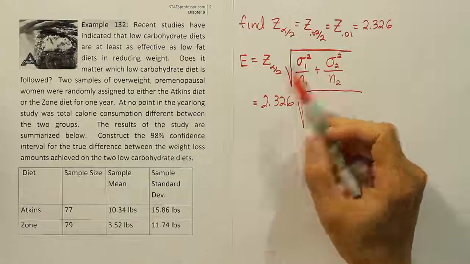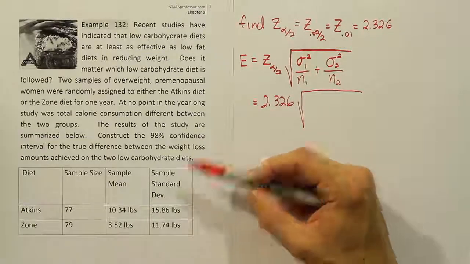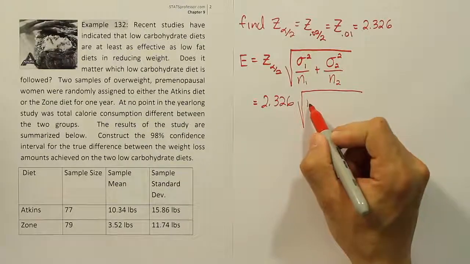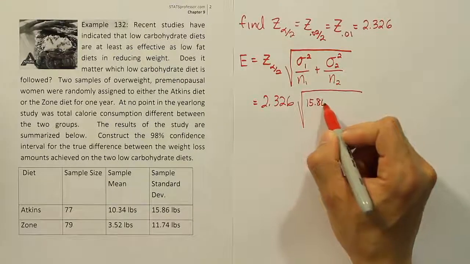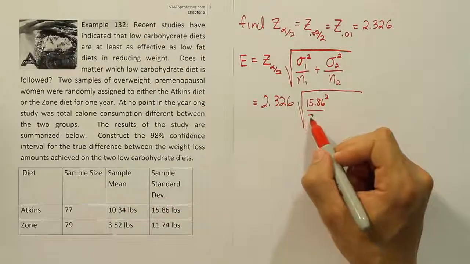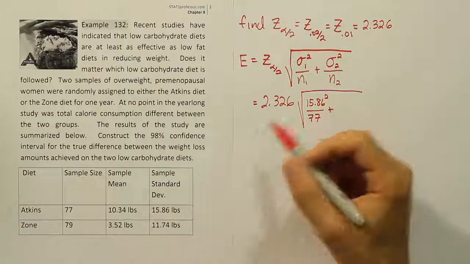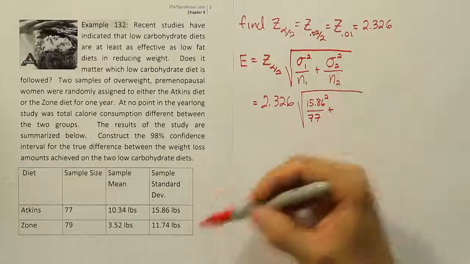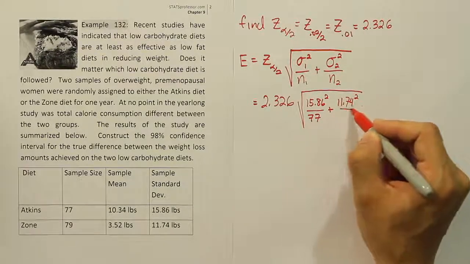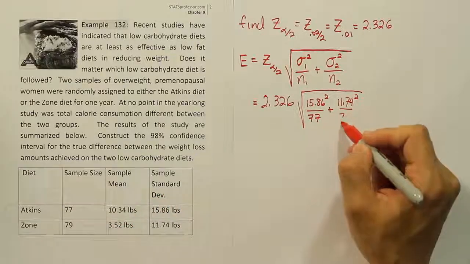And now be careful because we're given the standard deviations here, not the variances. So we need to take those standard deviations and we need to square them. So 15.86 we'll have to square and then divide by the sample size 77. And then we'll do plus the standard deviation 11.74 squared divided by its sample size 79.